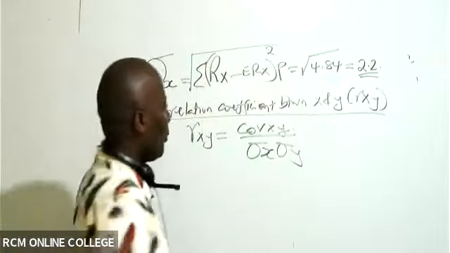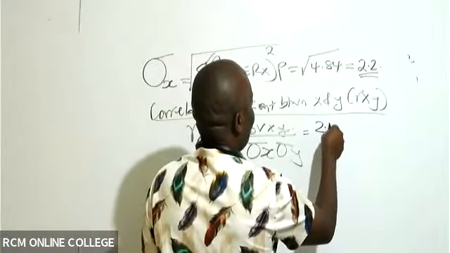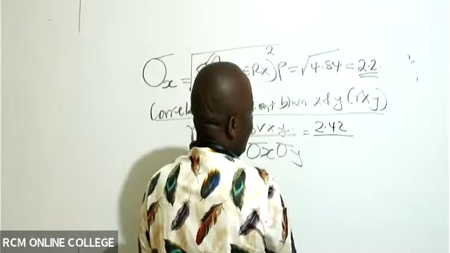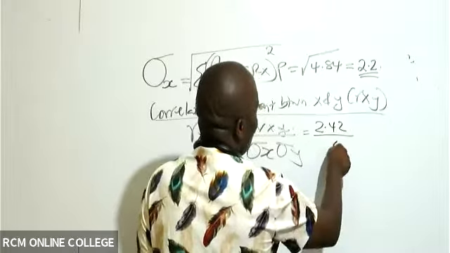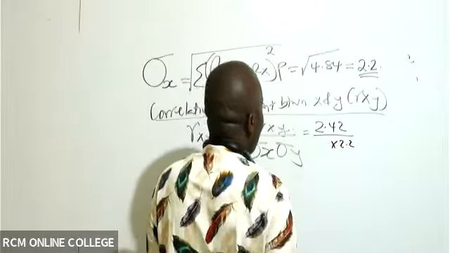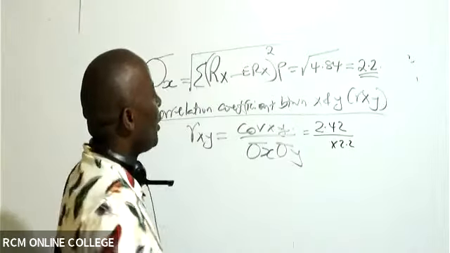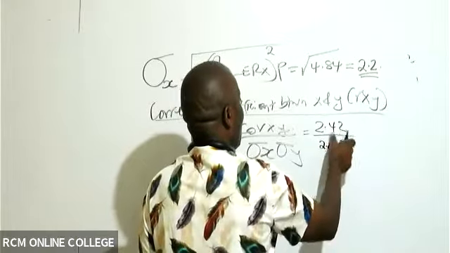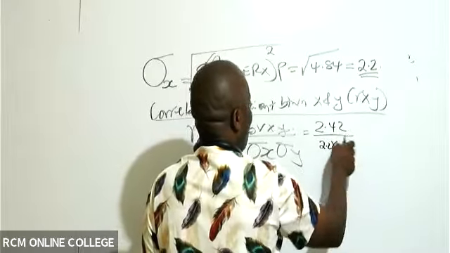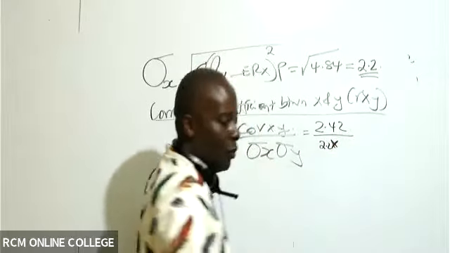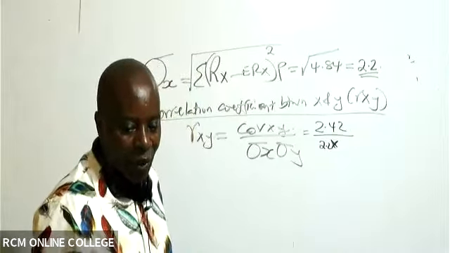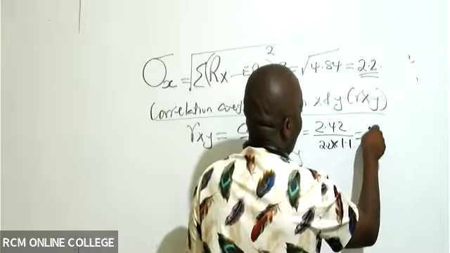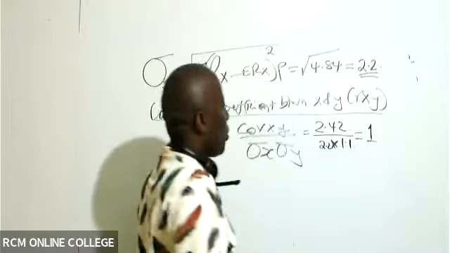Yeah, 2.42, divided by the standard deviation of X. I know the standard deviation of Y is 2.2. How about the standard deviation of X? No, this is X: 2.2 is X. How about the standard deviation of Y? It's 1.2. So then this gives us exactly 1, if I'm not wrong.